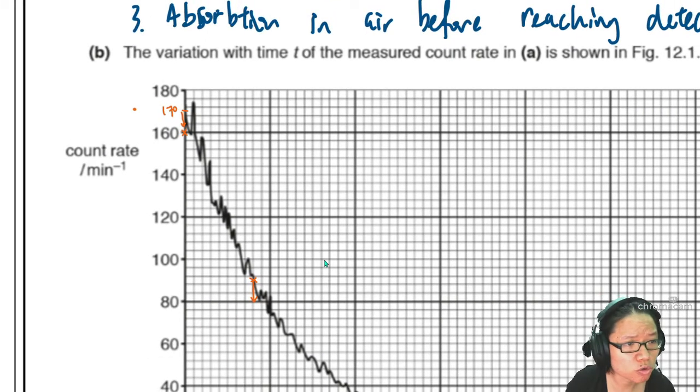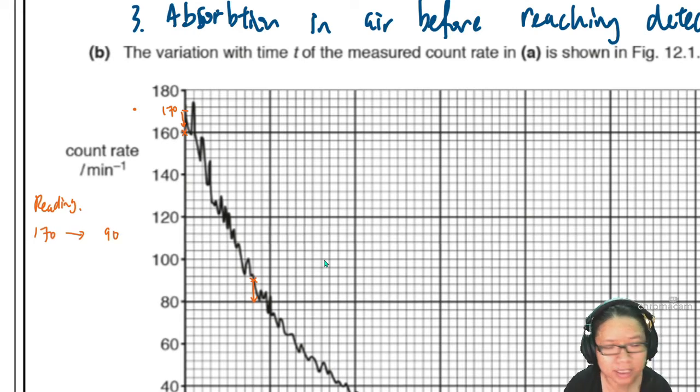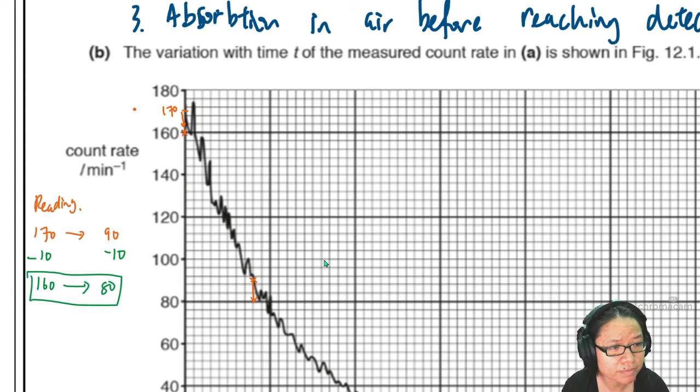Okay, so the reading for half-life is 170 to 90. So this one doesn't feel like it's count rate because we haven't subtracted the zero error yet, or the background reading. Background reading is 10. So if you subtract 10 on both sides, then we are actually taking from 160 to 80, and this is my half-life. Okay, so we have to take from 170 to 90 because of background reading.